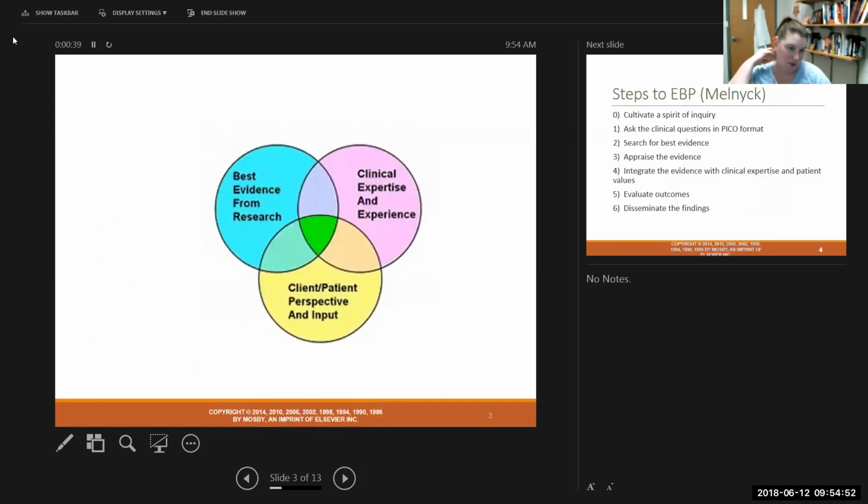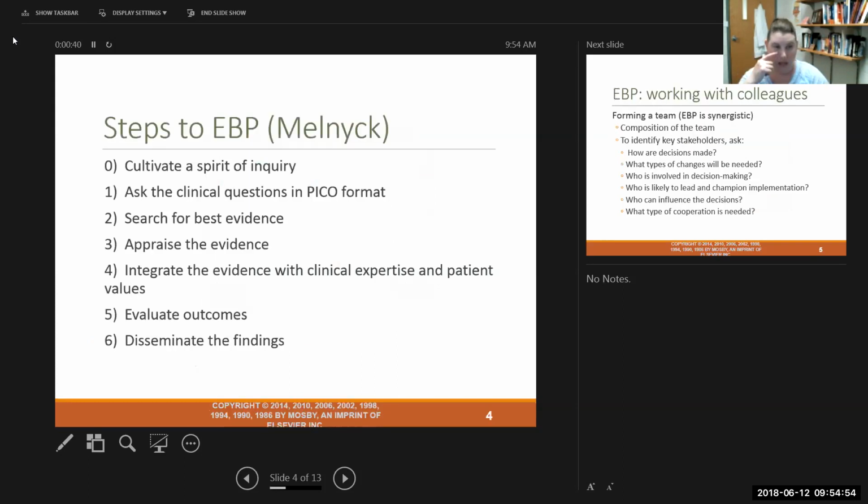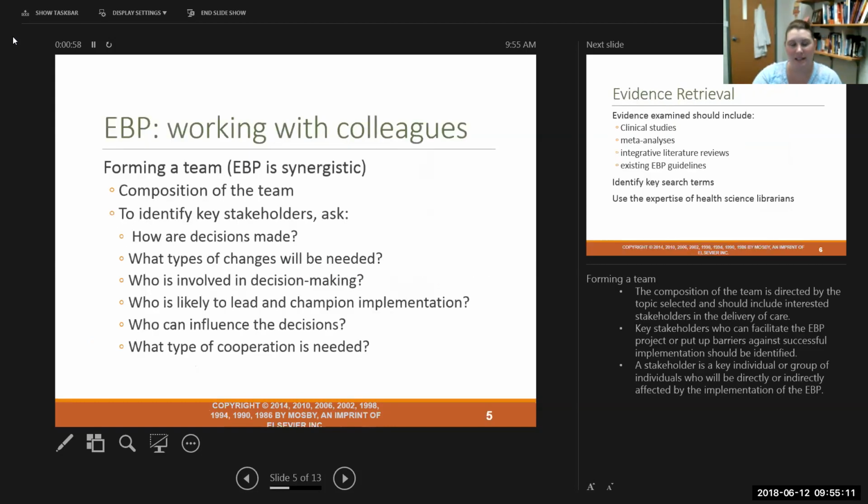You've seen this model before. Steps to evidence-based practice for Melnyk, again, that we create this spirit of inquiry, that you're asking those PICO questions, searching for your evidence, appraising your evidence, integrating that with your own clinical expertise, evaluating your outcomes, and disseminating your findings.